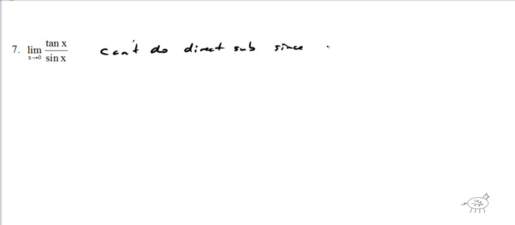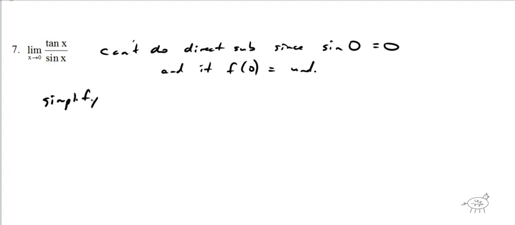Remember, since sine of 0 equals 0, when I say it, I'm saying f of 0 is undefined. So what you try to do is simplify it so I can actually plug it in. Okay? So if I simplify, and you're like, well, how do I simplify that?